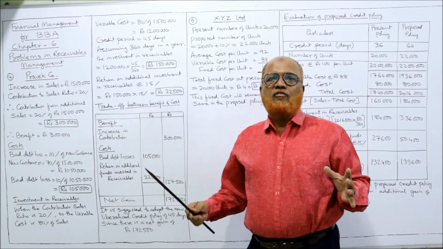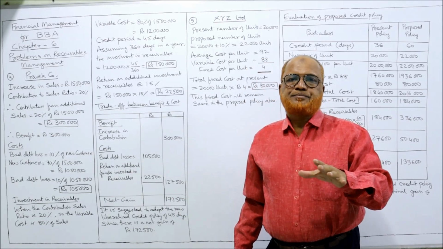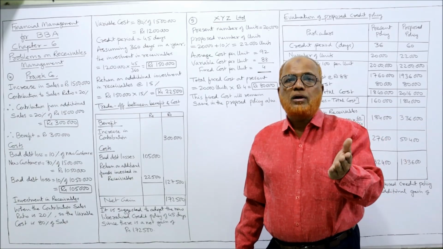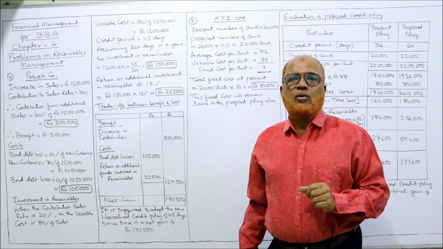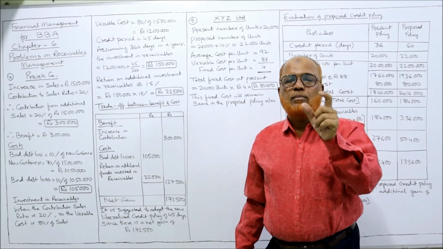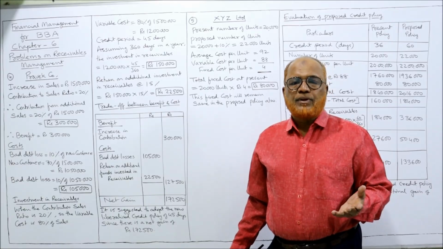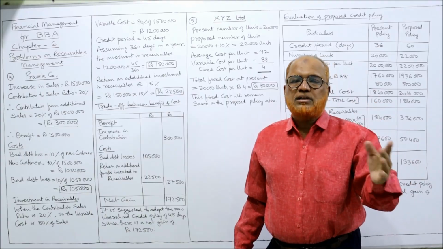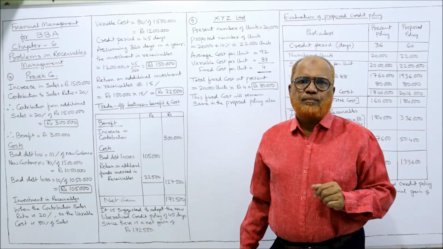So we'll make a trade-off between benefit and cost. The benefit is that when we liberalize the credit policy, our contribution will increase. 20% is the contribution we are going to get. Actually, contribution is nothing but sales minus variable cost. Fixed cost will remain the same, whether we continue the old policy or we start the new policy. So we ignore fixed cost.